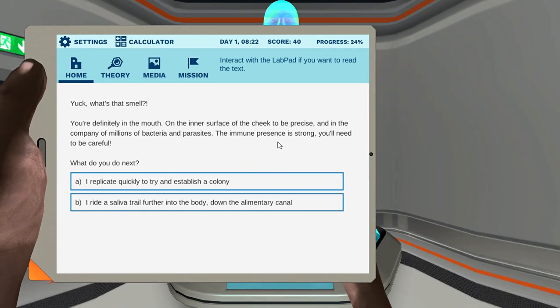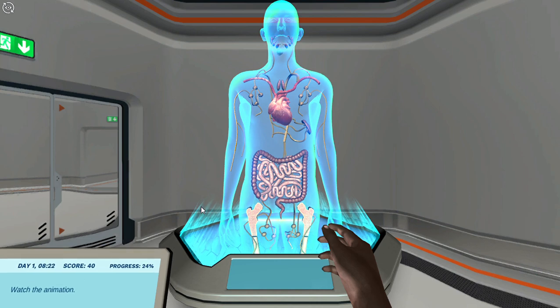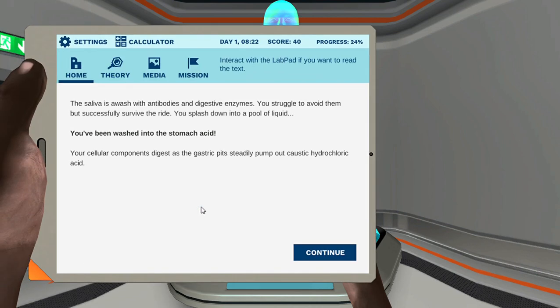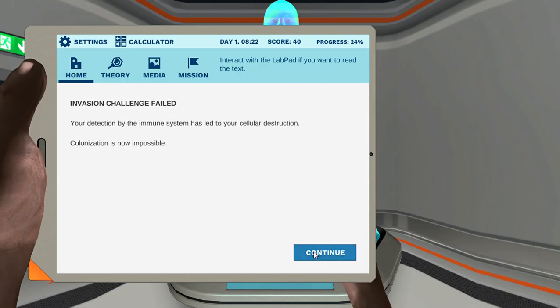Yuck! What's that smell? You're definitely in the mouth. On the inner surface of the cheek, to be precise, and in the company of millions of bacteria and parasites. The immune presence is strong. You'll need to be careful. What do you do next? The saliva is awash with antibodies and digestive enzymes. You struggle to avoid them, but successfully survive the ride. You splash down into a pool of liquid. You've been washed into the stomach acid. Invasion challenge failed. Your detection by the immune system has led to your cellular destruction.